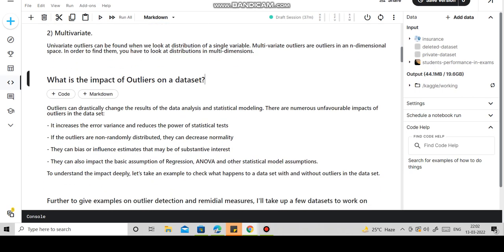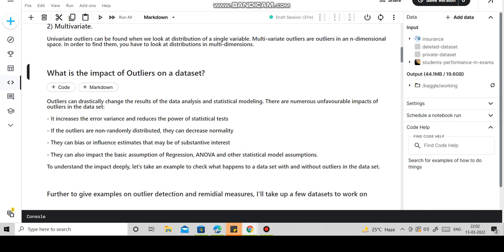So what impact can an outlier in a dataset have on our results? It can increase the error variance and reduce the power of statistical tests. If the outliers are non-randomly distributed, they can decrease the normality. If the outliers have a pattern to it, they will change the normality. They can bias or influence the estimates that may be of substantial interest.